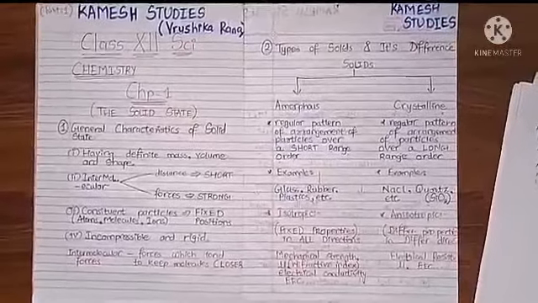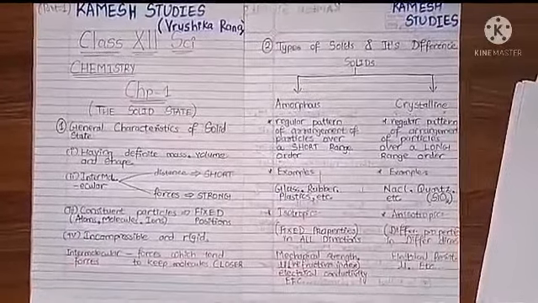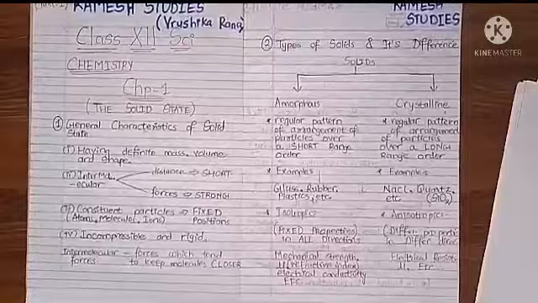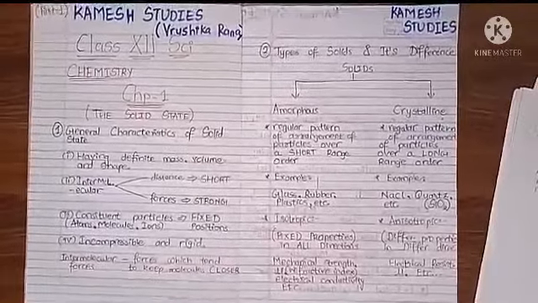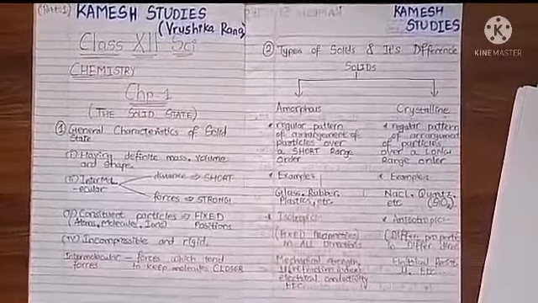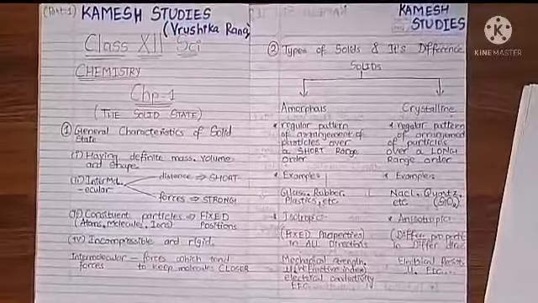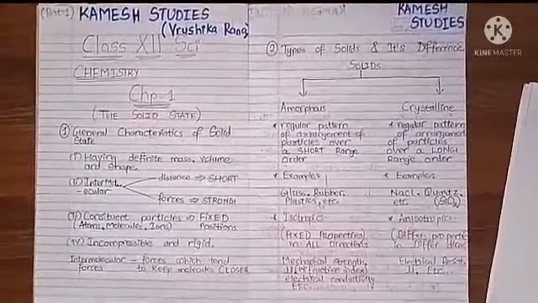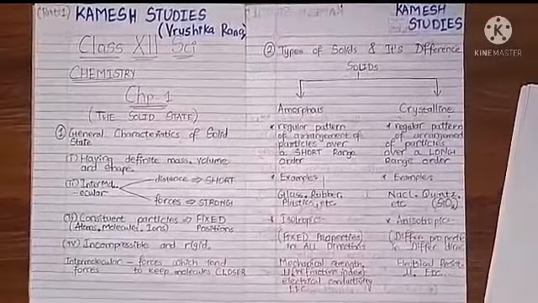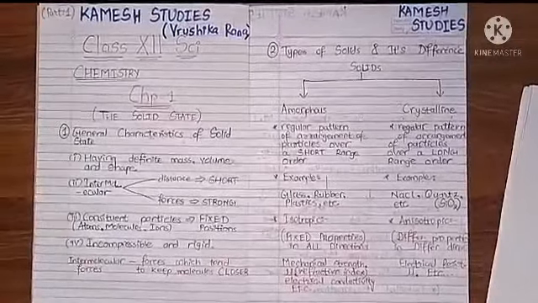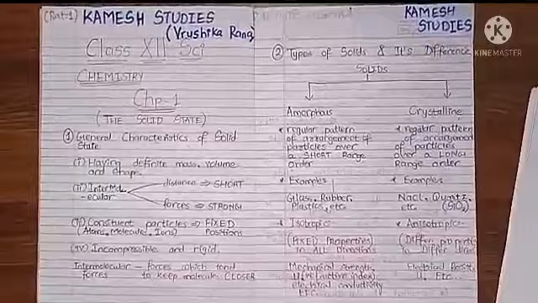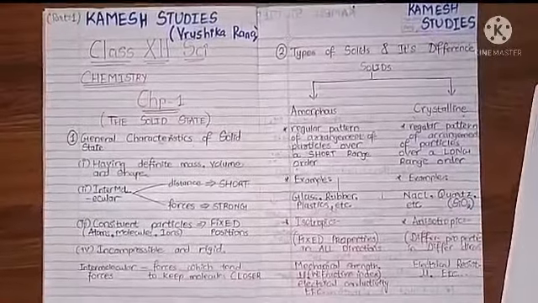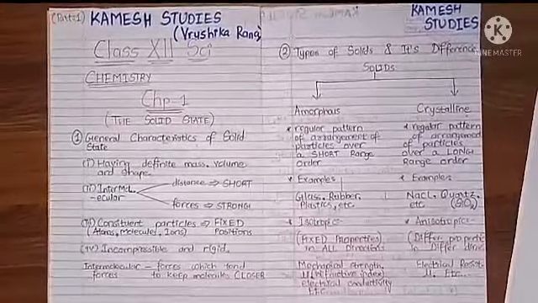Today, we are going to study chapter 1, Solid State, and in this we are going to see the general characteristics of solid state and types of solid states and its difference. So have a look at it. We have learned solid state in our earlier classes also, but in 12th we are going to see solid state in a deep manner. So first we are going to see the general characteristics of solid state.